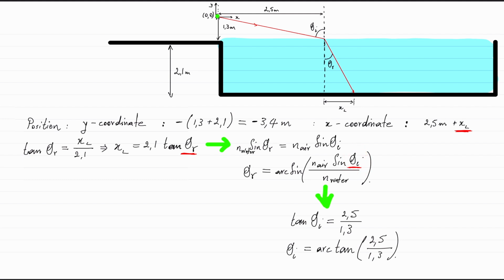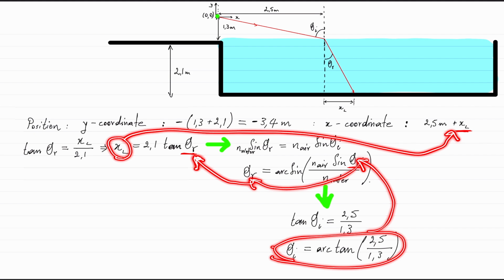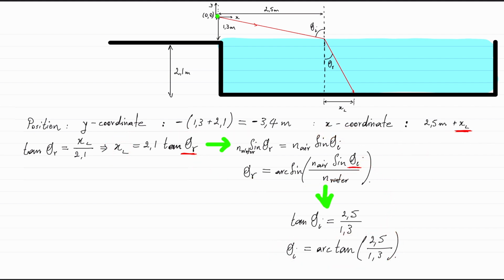How can we find theta_i? Well, notice theta_i belongs to this triangle, and in particular, it is the angle opposite to the side which is 2.5 meters, and it's also the angle adjacent to another side, which we know to be 1.3. So we can determine theta_i, and the way we do it is exactly using this trig function. Having found theta_i, we can then plug it in here to find what theta_r is going to be. When we find theta_r, we plug it in there, and then we can determine what x_L is, and when we find x_L, we can plug it in there in order to determine what the x coordinate is.